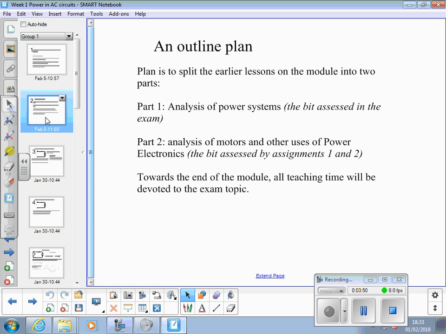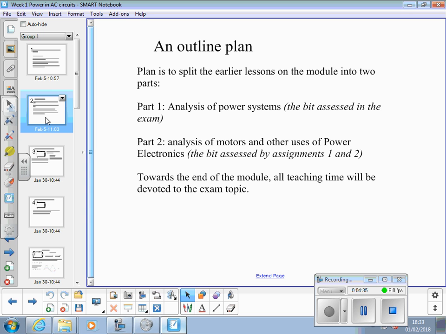We aren't really doing anything towards the assignment work tonight. It's going to introduce the module and the first bit of the calculation stuff. So the plan is to split the earlier lessons on the module into 2 parts. Part 1, analyse the power systems, the bit assessed in the exam. That doesn't necessarily mean we'll do it first in the session, but we're going to do some work every week on calcs towards the exam. The other half of the earlier sessions will be things like analysis of motors, the other uses of power electronics, the control systems.